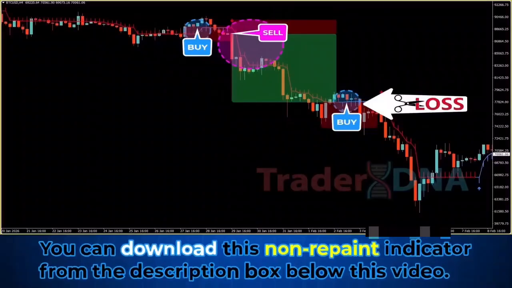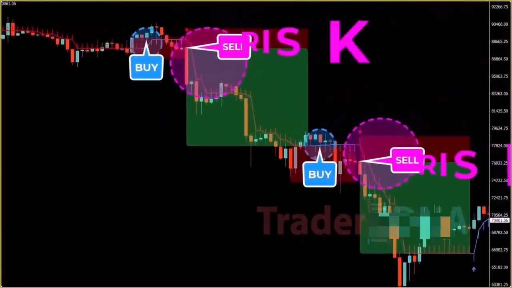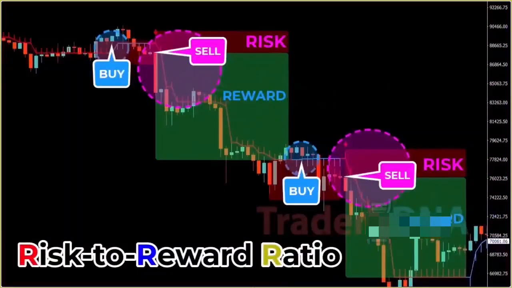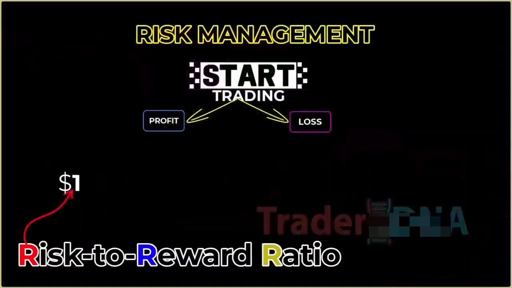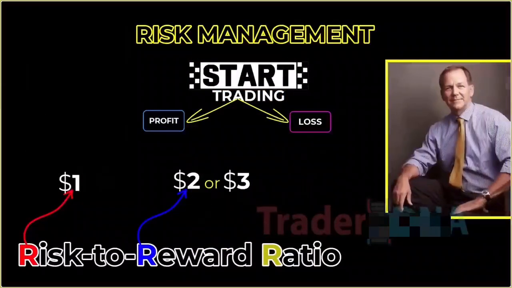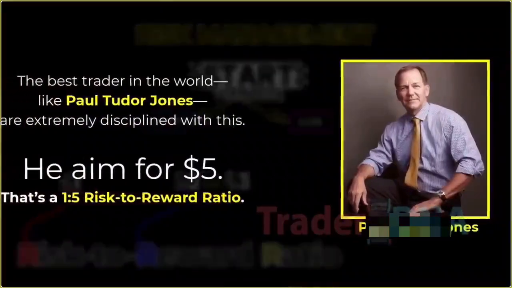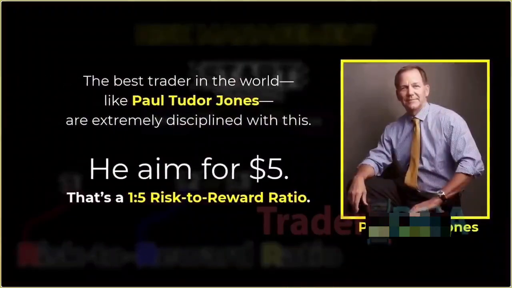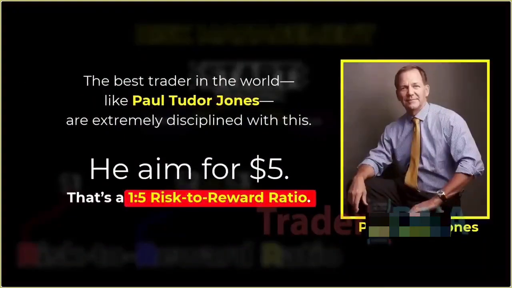So what does that actually mean? This is what we call risk to reward ratio. For example, if you risk $1, your minimum target should be $2 or $3. And some of the best traders in the world, like Paul Tudor Jones, are extremely disciplined with this. They aim for $5. That's a 1-5 risk to reward ratio. That's the concept. Now, pay attention to this next part, because this is critical.